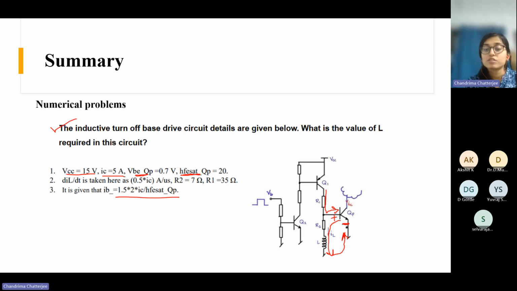Okay. So you see, I told you that when the BJT turns off, the current will flow in this fashion, right? Now, if you apply KVL in this loop, what will you find? Suppose we take the polarity across the inductor like this. So what will be the KVL? L di by dt.